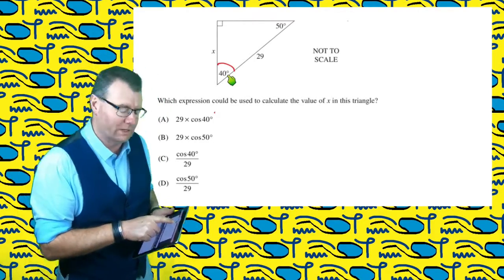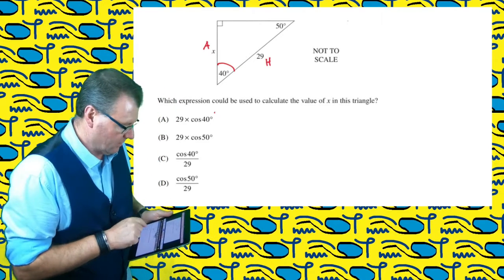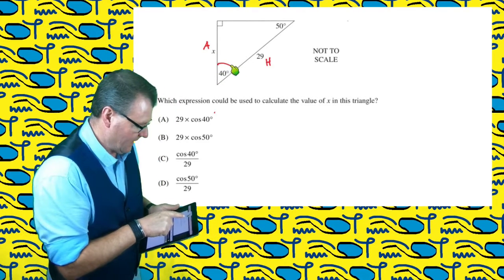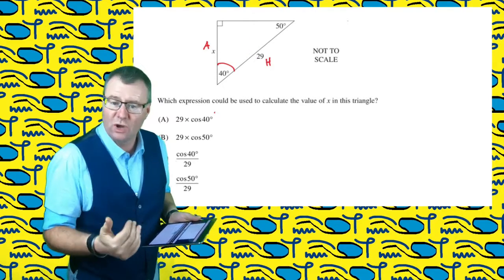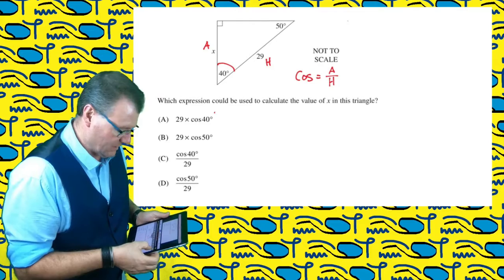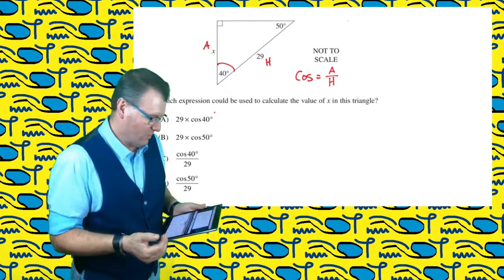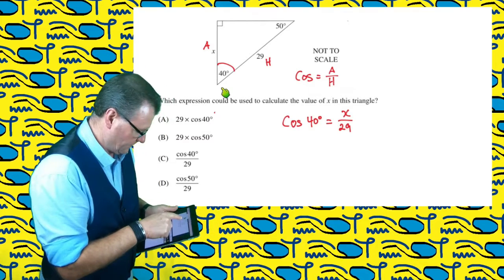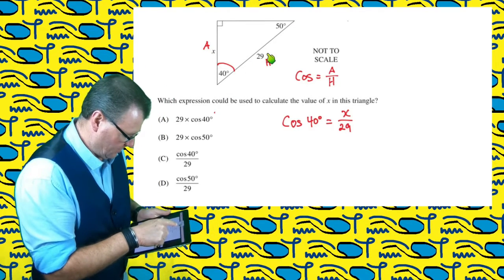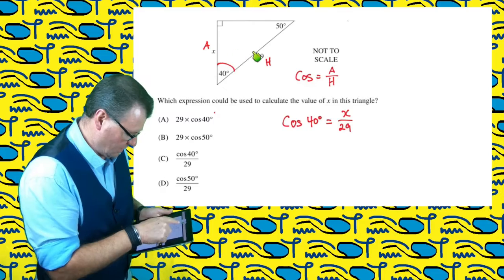Let's use the 40. So I've now got an adjacent and a hypotenuse. Nothing about the opposite, but that's okay because I can use cos, because cos is adjacent over hypotenuse. So let's fill that in now with the things I know. Cos 40 equals my adjacent over my hypotenuse, so I get x over 29.